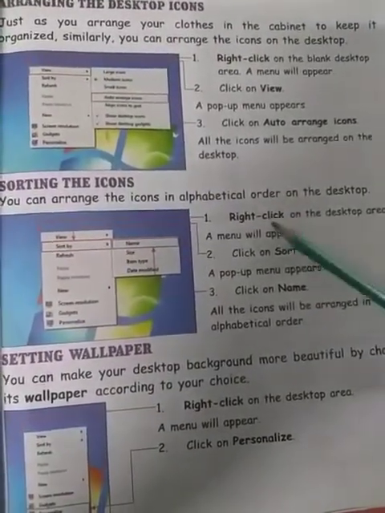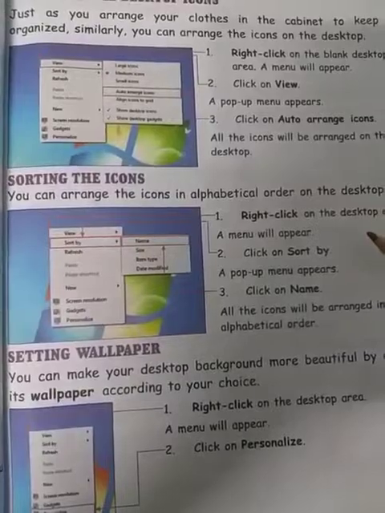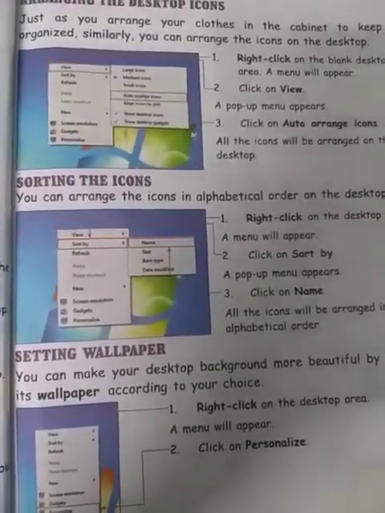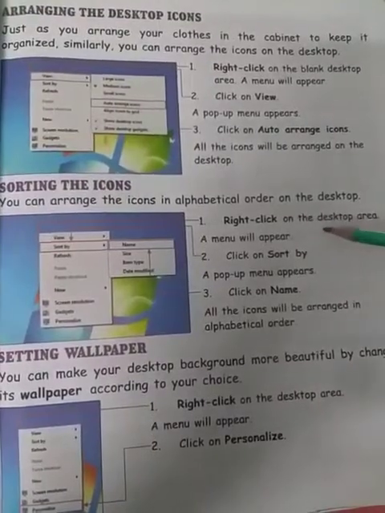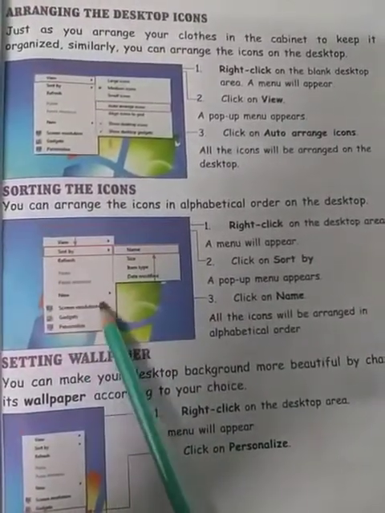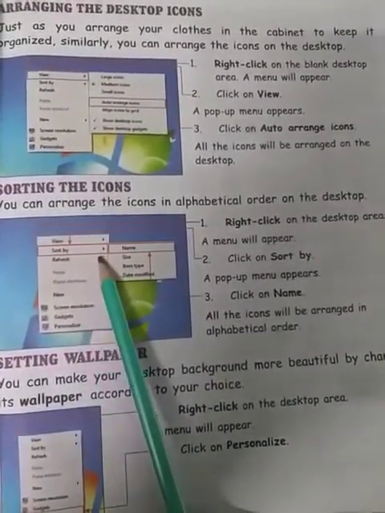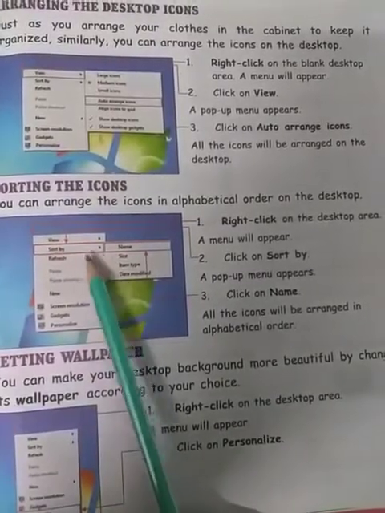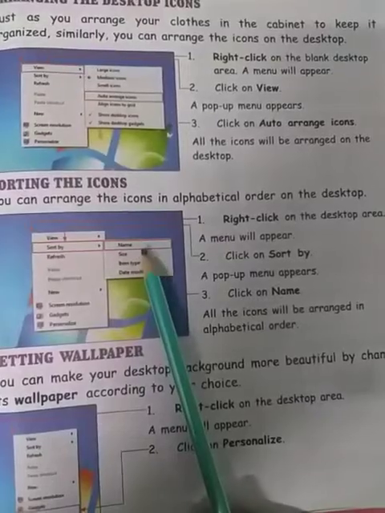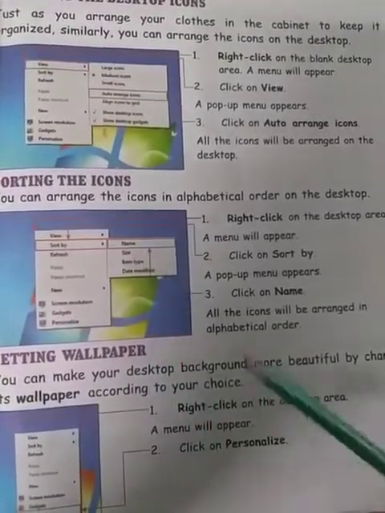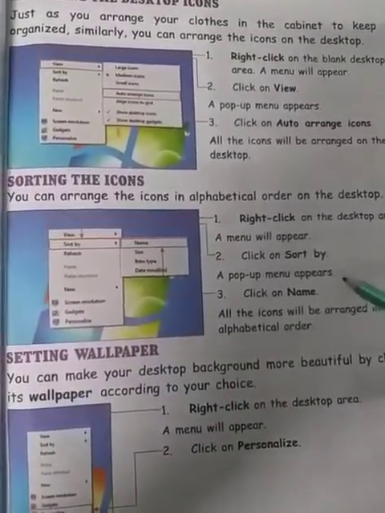Now, sorting the icons. Sorting icons means keeping the icons arranged in the alphabetical order. To do this, again we will right click on the desktop area. The same menu will appear in front of us, from where we will click on sort by option. Then we will have the pop-up menu. From this pop-up menu, we will click on name option, and the icons will be arranged in the alphabetical order.